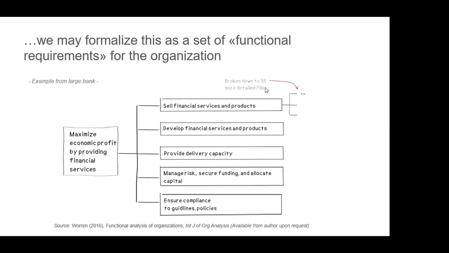This was then broken down into 35 more detailed functional requirements. And all this was then mapped to the different organizational units, so we could see which unit was responsible for fulfilling which part of the mission and the mandate. So this is what I had planned, covering regarding this perspective.